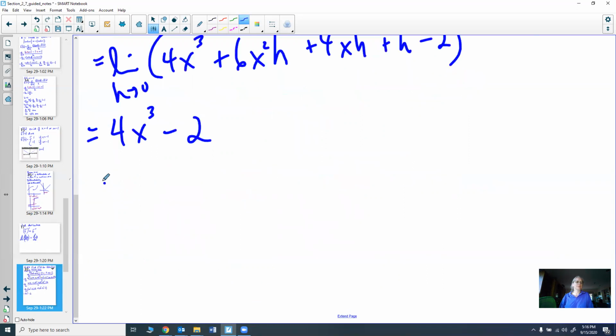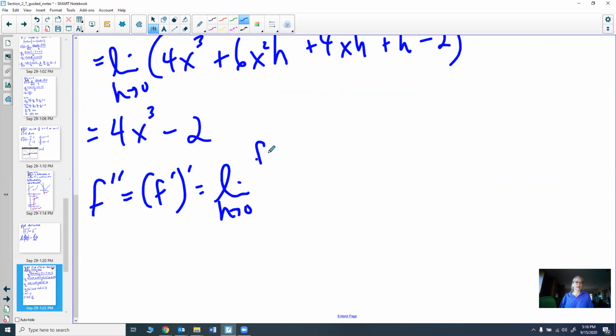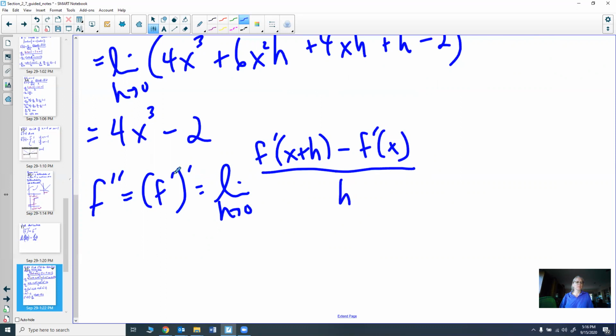But I want the second derivative. So to find the second derivative, I'm going to take the derivative of this first derivative. And so I'm doing the limit as h goes to 0 of f prime of x plus h minus f prime of x all over h. So notice there's a prime here, and there's a prime here and here.